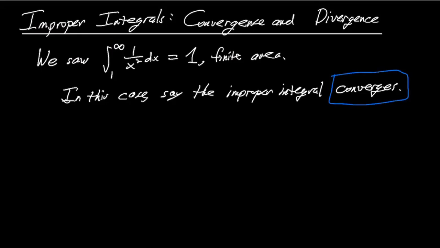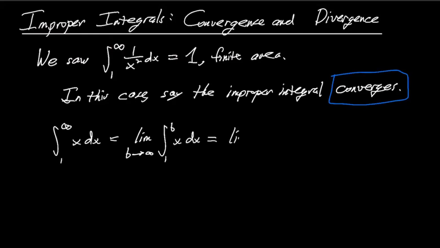Let me give you another example. Something kind of dumb. What about the integral from 1 to infinity of x dx? By definition, that's the limit as the right-hand endpoint b goes to infinity of the integral from 1 to b of x dx, which is the limit. Remember to keep writing your limit. This is 1/2 x squared from 1 to b.